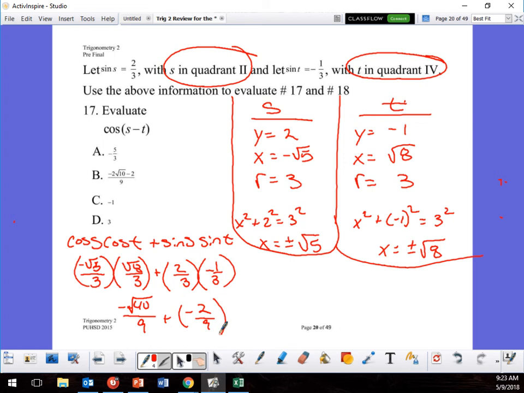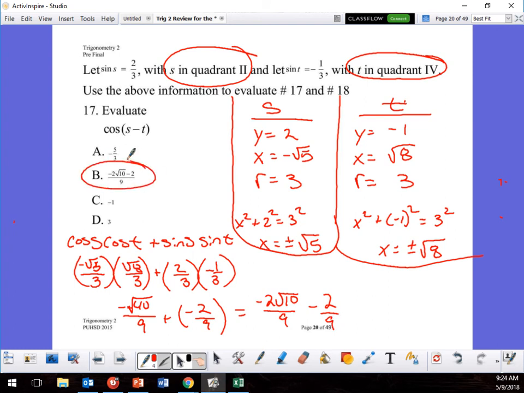I'm going to have to do some factoring here. That 40, what can I factor out of the 40? 4 times 10, right? And we know square root of 4 is 2. So this will factor to a negative 2 rad 10 over 9 minus 2 over 9. So which one's my answer? B. B has to be my answer here.